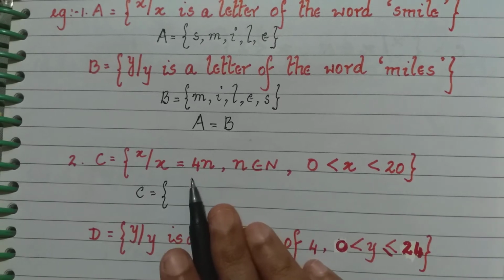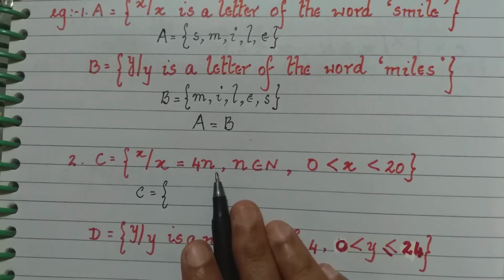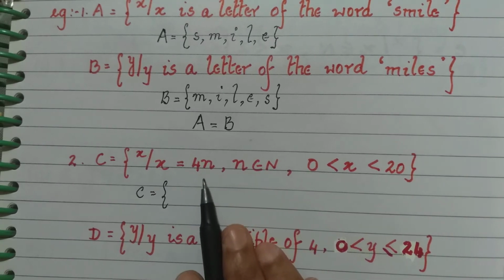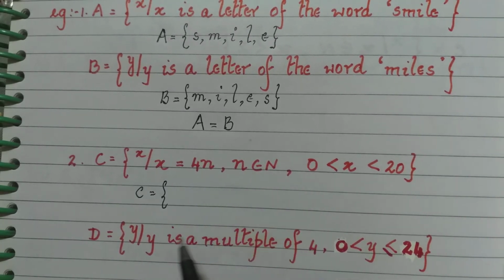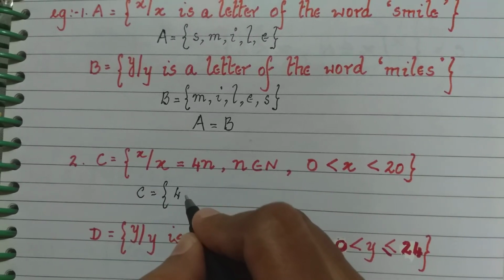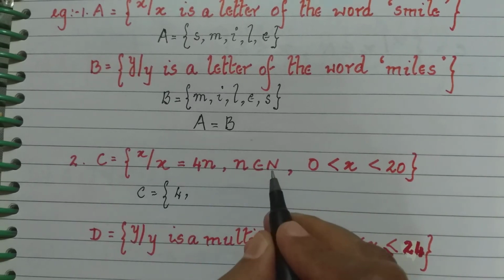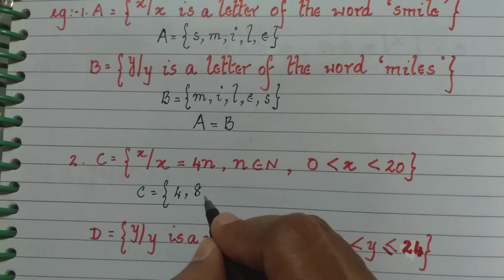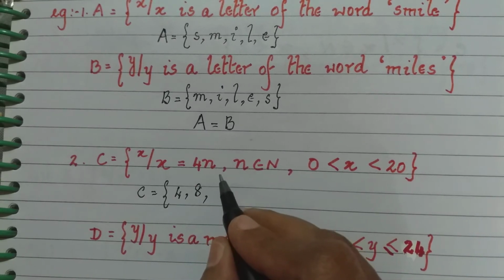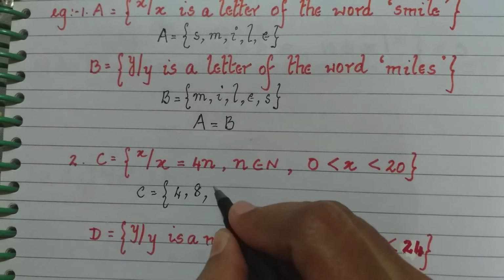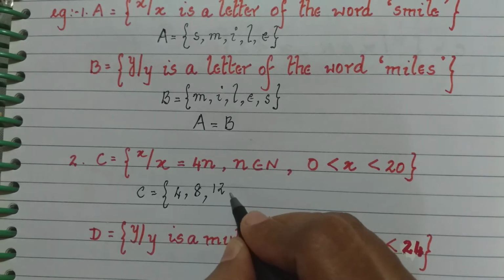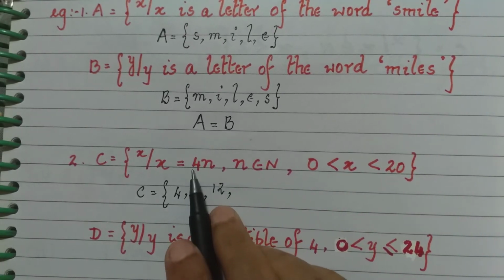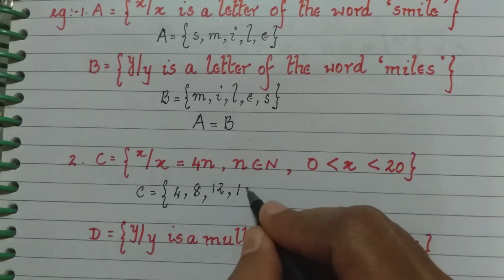Now when I say it is 4n, the first natural number is 1, so 4 into 1 is 4. The second natural number is 2, so 4 into 2 is 8. The third natural number is 3, therefore 4 into 3 is 12. The fourth natural number is 4, therefore 4 into 4 is 16.